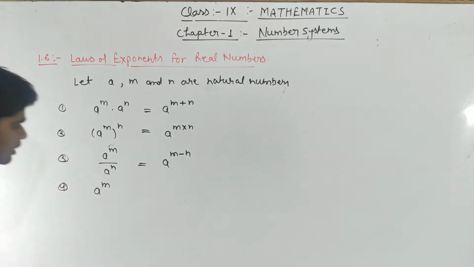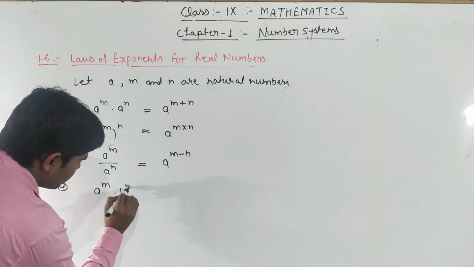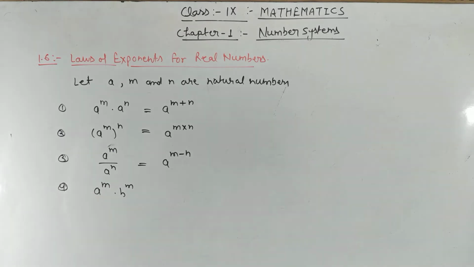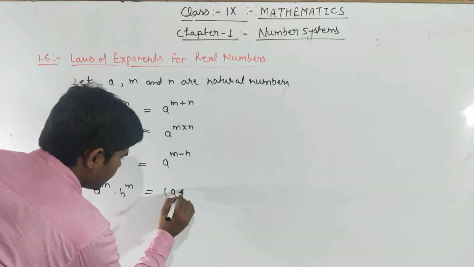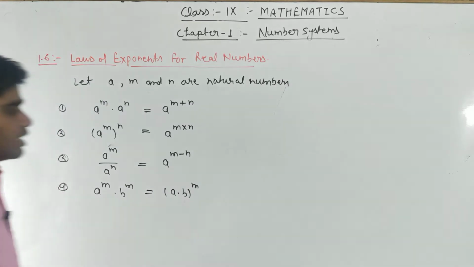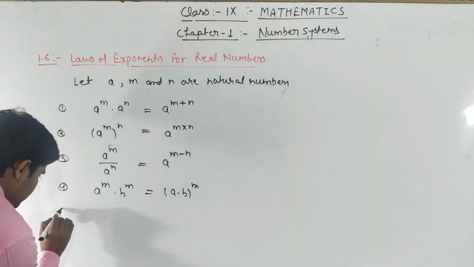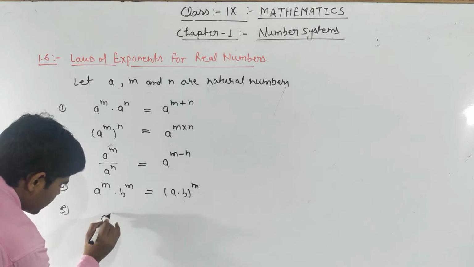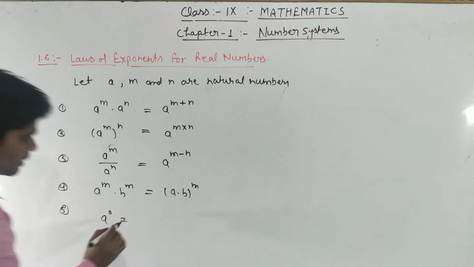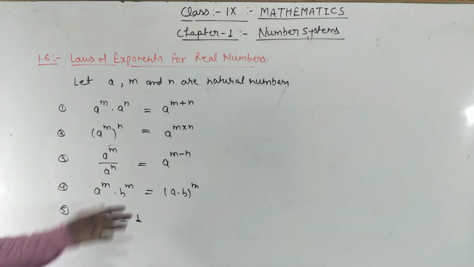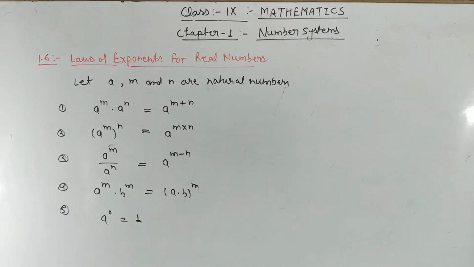Now fourth, a raised to the power m into b raised to the power m. Here the bases are different and the exponents are same, then we can write a into b raised to the power m. Simple. These are the basic four operations. Now next, we know that anything to the power 0 gives the result 1.